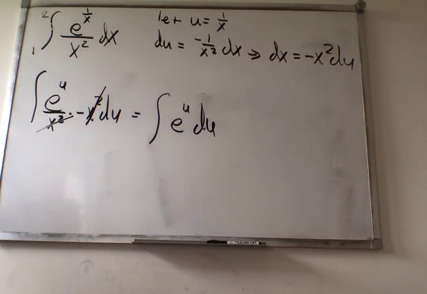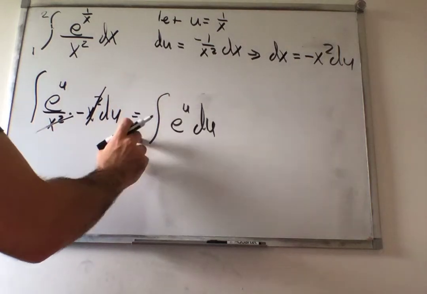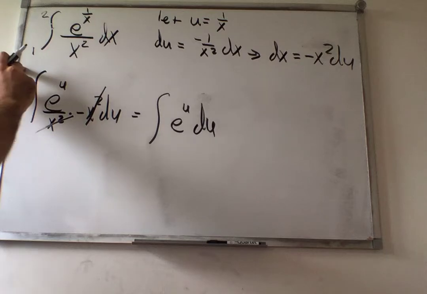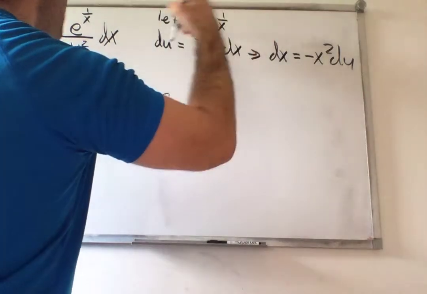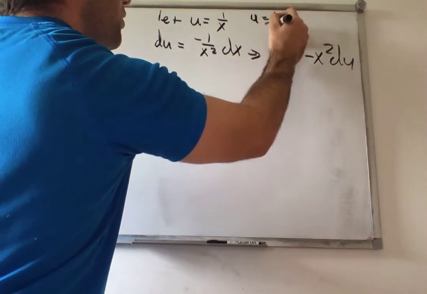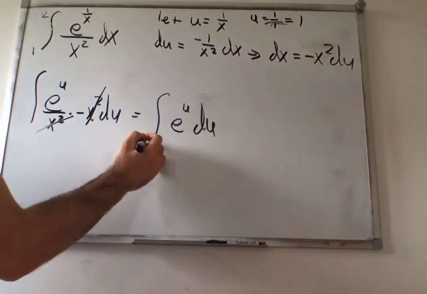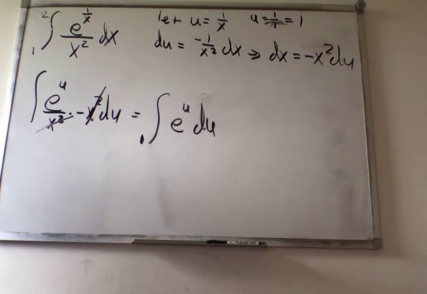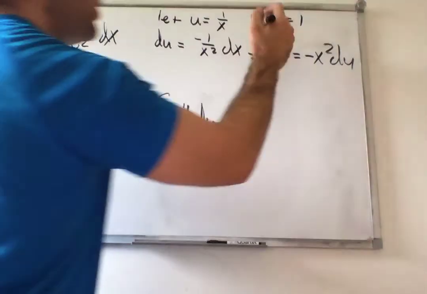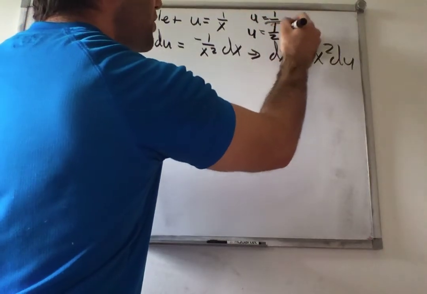Now, if we want to put limits of integration on here, we have to transform these limits of integration. So, plugging in 1 into here, you get u is equal to 1 over 1, sorry, not 1 over x, 1 over 1, which is equal to 1. So, coincidentally, the lower limit stayed the same. But now if I plug in 2, u is equal to 1 over 2, well that's 1/2.